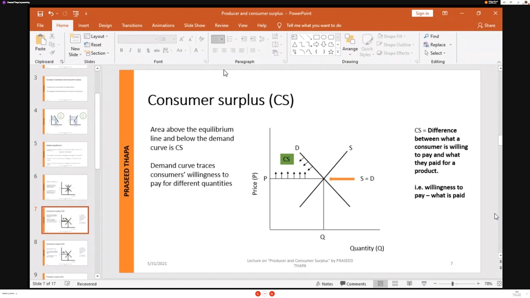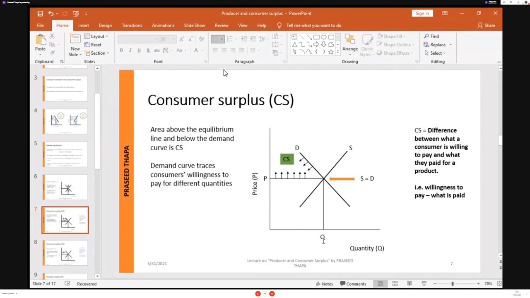Now I told you that the consumer surplus and producer surplus concept is entirely based on market equilibrium. We will again draw the same graph. Here, the same market equilibrium graph is drawn. D is given to you and S is given to you, and this arrow is again showing S equal to D. This is our equilibrium point. Follow my cursor. This is our equilibrium price and this is our equilibrium quantity.